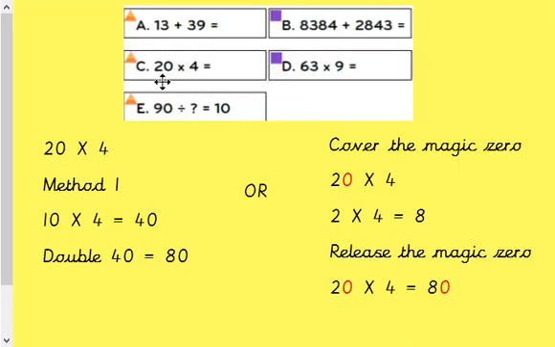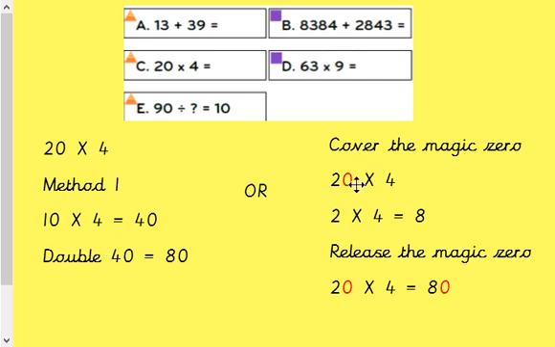Okay, next question, 20 times 4. Well, you could do this a couple of ways. First one, I would break up the 20 into 10 and 10. So 10 lots of 4 would be 40, and then I'd know that I'd have to double that because it's 20 lots of 4. So 10 4s are 40, double that would give me 80.